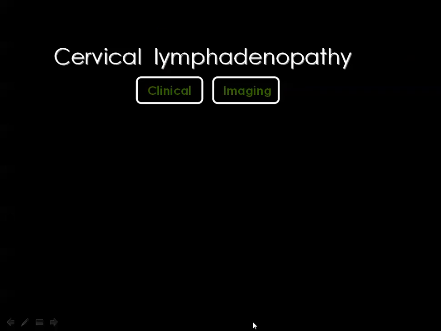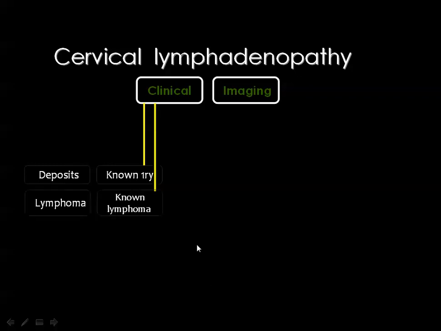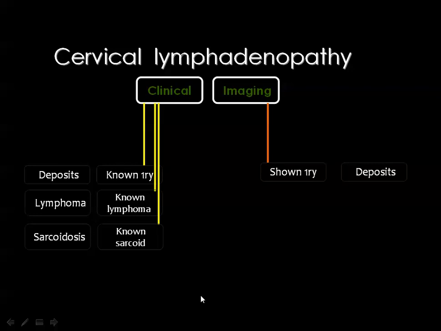Then the differential diagnosis of lymphadenopathies in the cervical area, or in this area in particular, will depend on the clinical picture and the imaging finding. If the clinical picture says that there is a non-primary malignancy, then the nodes will have metastatic deposits. If the patient is known to have lymphoma, then consider lymphoma. If the patient is known to have sarcoid, then consider nodes secondary to sarcoid. Then if imaging shows a primary lesion in the nasopharynx or the oropharynx, consider metastasis.